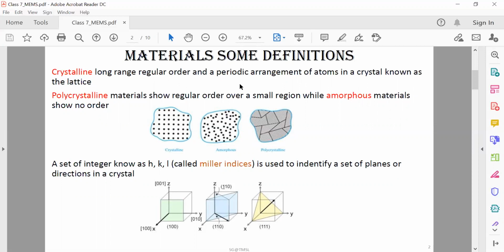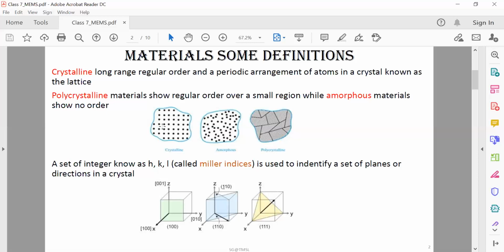Crystalline is known because it has long range regular order and a periodic arrangement of atoms in a crystal. That periodic arrangement of atoms is basically known as the lattice, and all the atoms in a crystal are located at the lattice points. The distance between lattice points is known as the lattice constant.